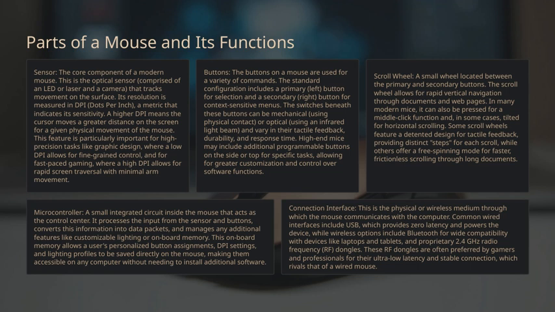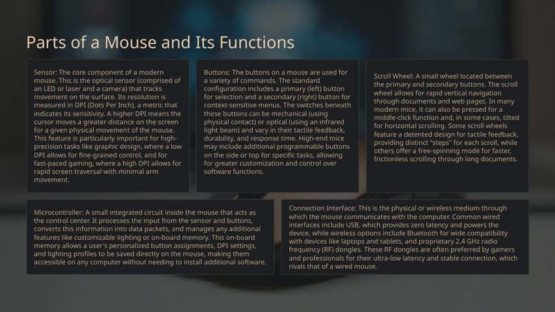Now, let's talk about the connection interface. This is how the mouse communicates with the computer. It can be wired, usually via USB, which offers zero latency and also powers the device. Or it can be wireless, using Bluetooth or a proprietary 2.4 GHz RF dongle. Gamers and professionals often prefer the RF dongles because they offer ultra-low latency and a stable connection that's almost as good as wired.